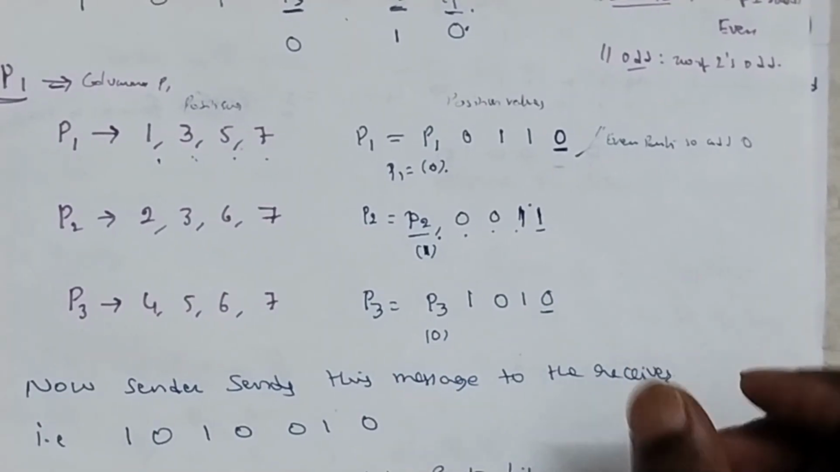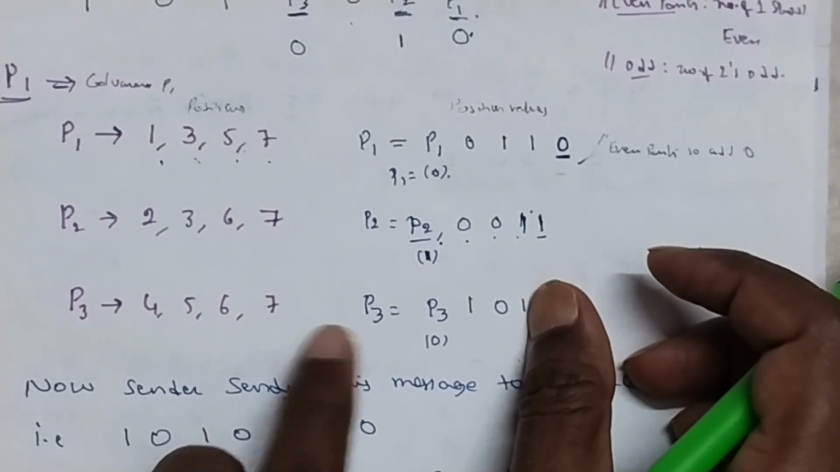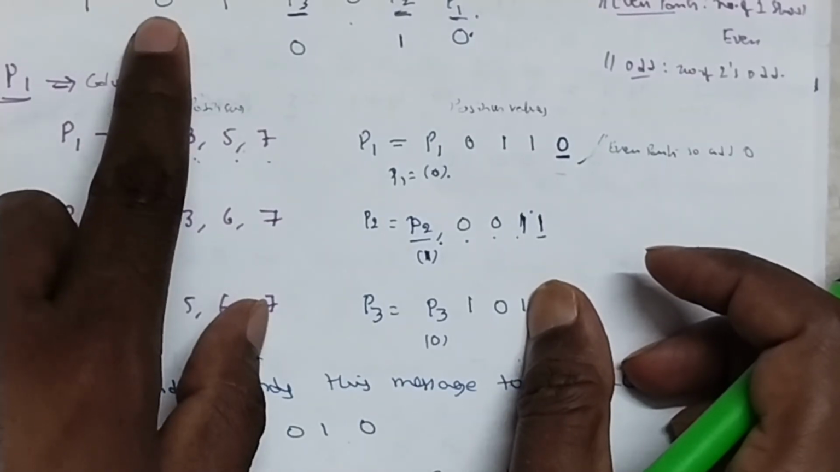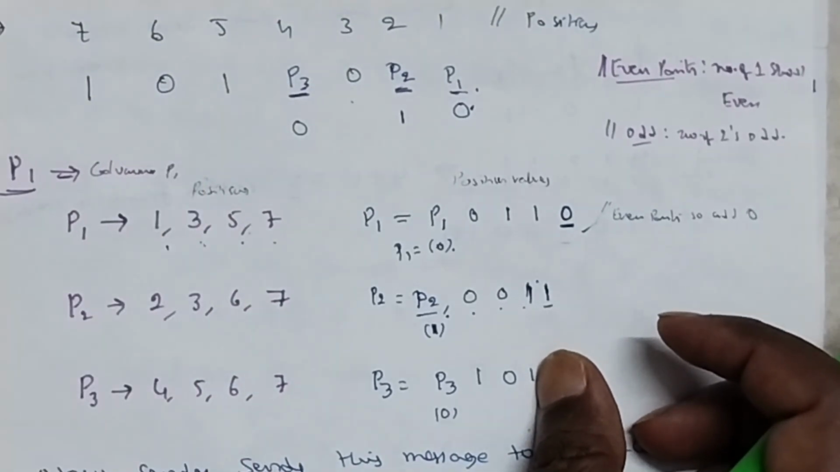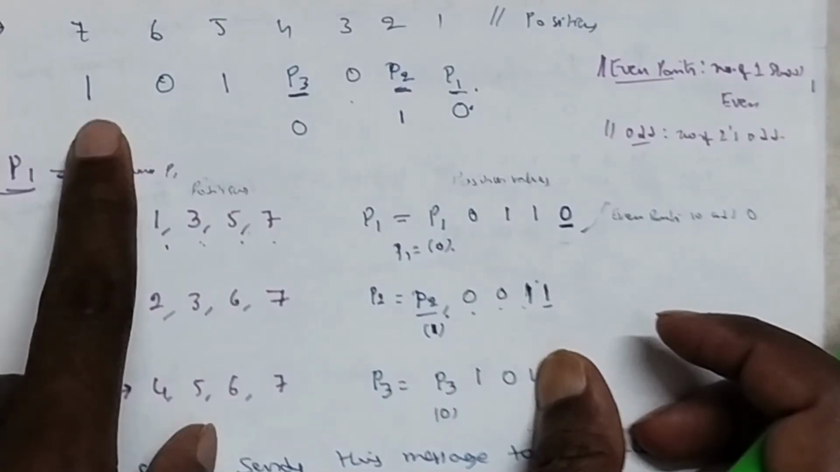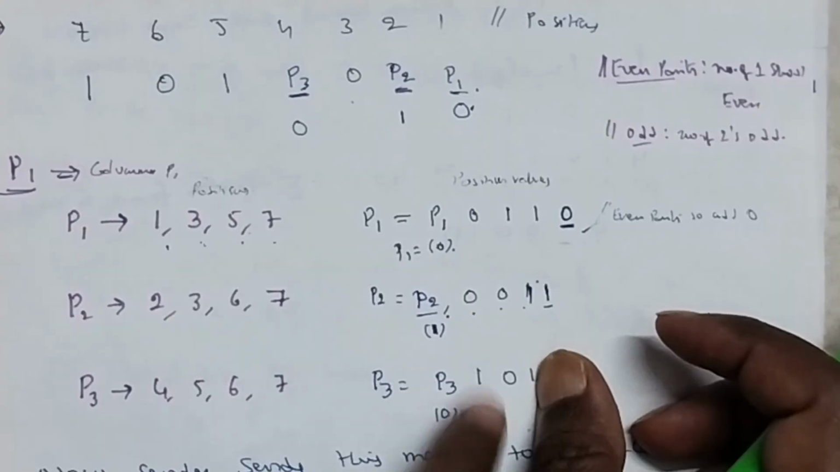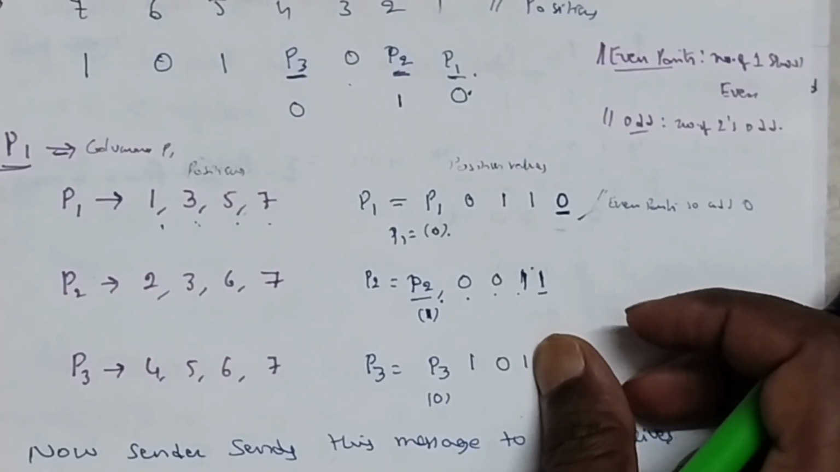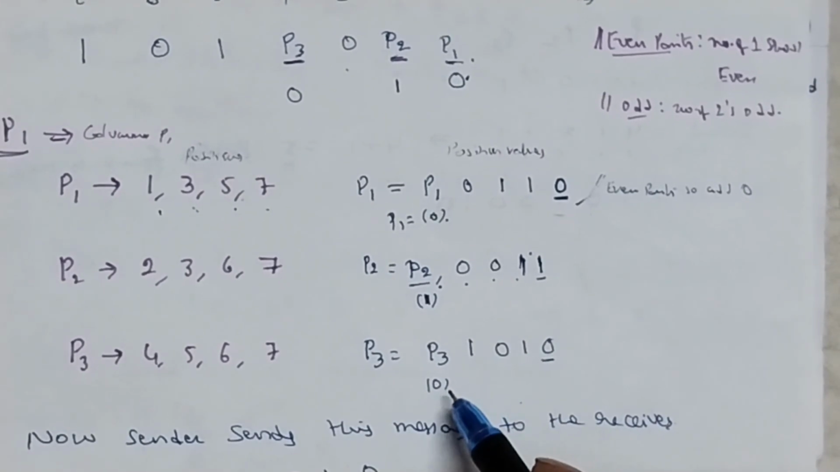For P3, the 5th is 1, 6th is 0, 7th is 1. So P3 is 1, 0, 1. How many ones do we require here? We require 0, so we are adding 0. So the P3 value is 0.